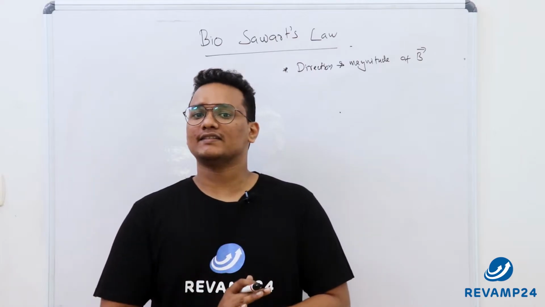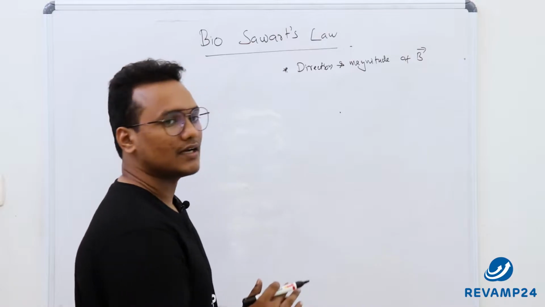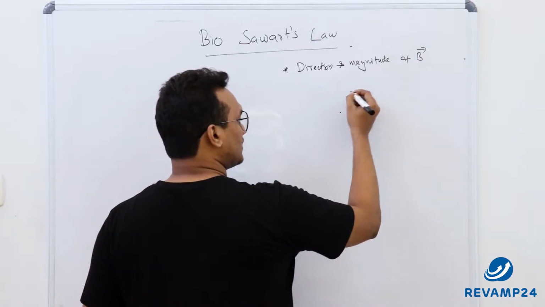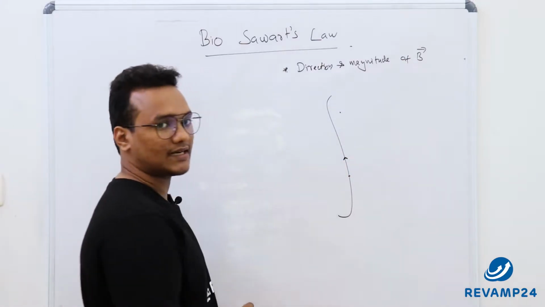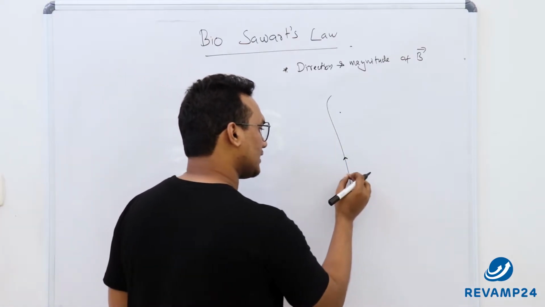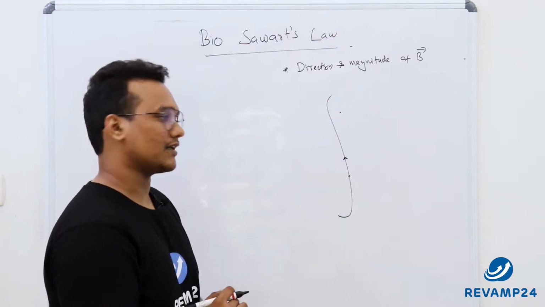In this video, we will see Biot-Savart law. As of now, we have learned that moving charges will create a magnetic field. Now, how can we see moving charges? Moving charges in a conductor are nothing but a current. So in a conductor, if charges are moving, we can say that there is electricity in the conductor.